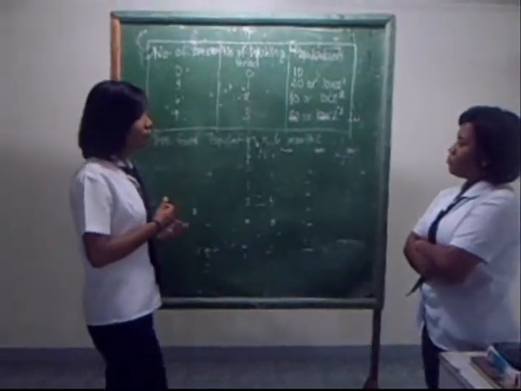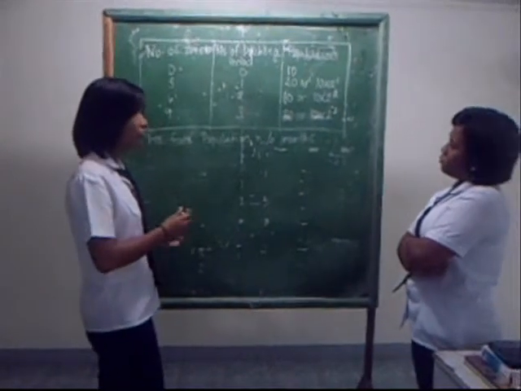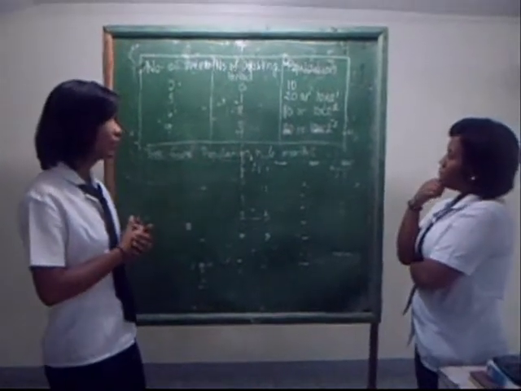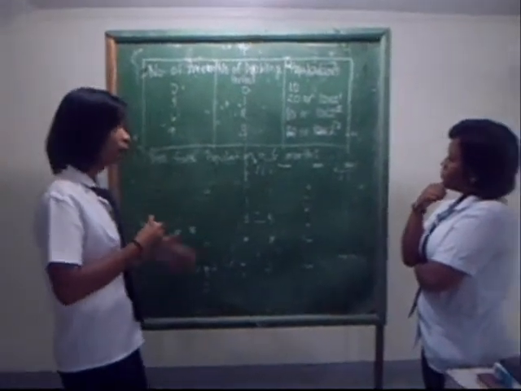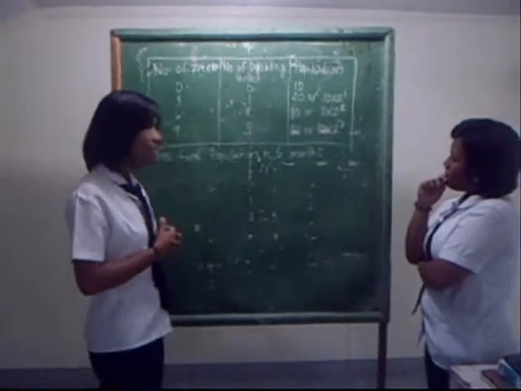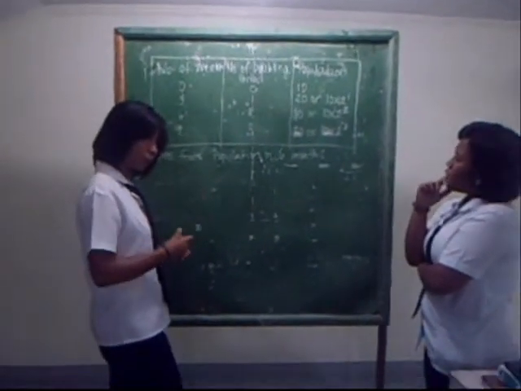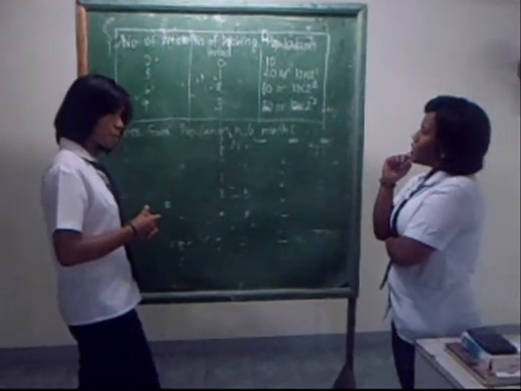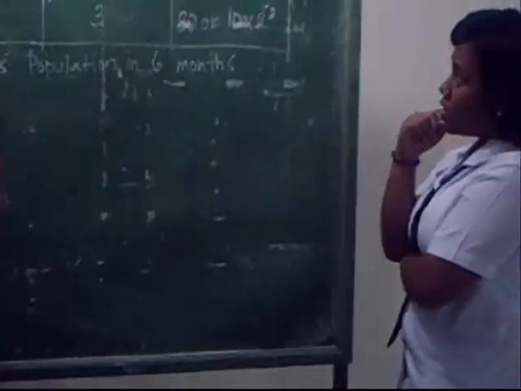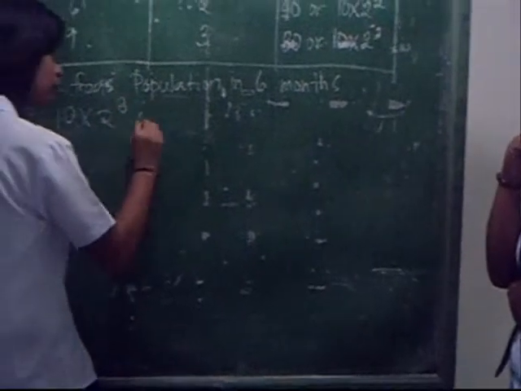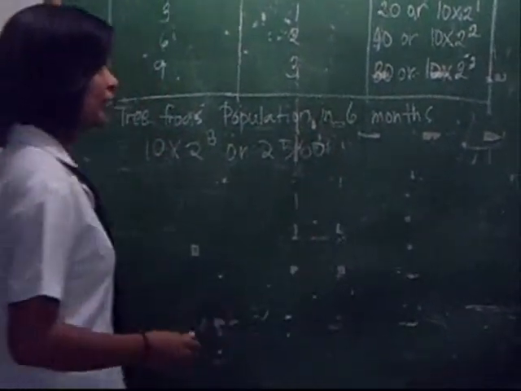And then on the population, as you can see, we can use scientific notation. Just like on 20, it is written as 10 times 2 raised to 1, same as on 40, 10 times 2 raised to 2. And lastly, on 80, 10 times 2 raised to 3. Well, have you figured it out? So, that means that the population will be 10 times 2 raised to 8 or 2,560 frogs. Yes, that's it.